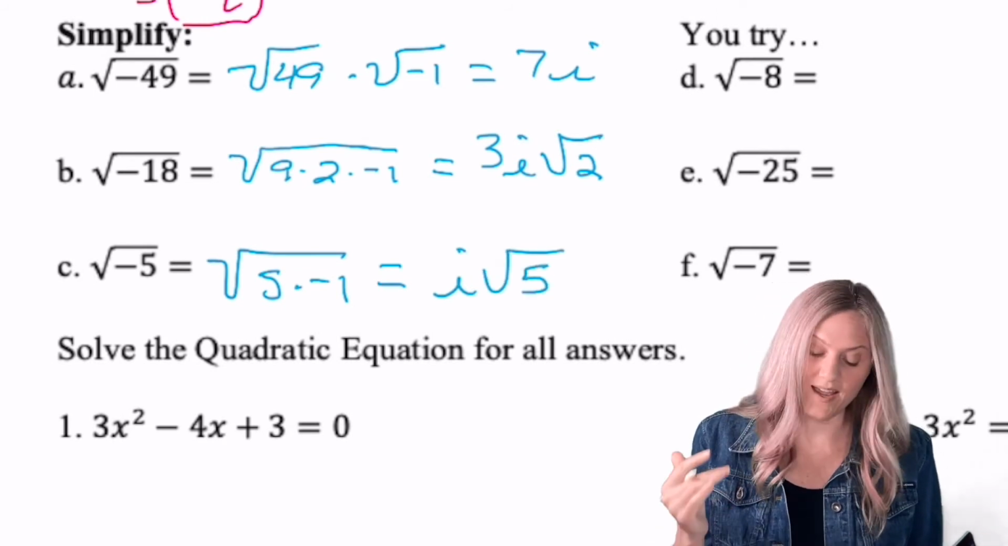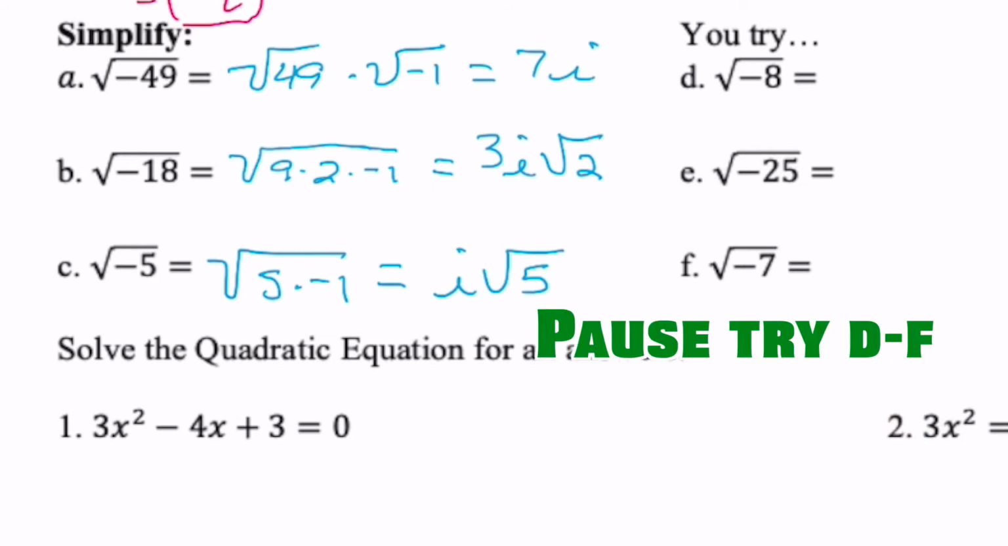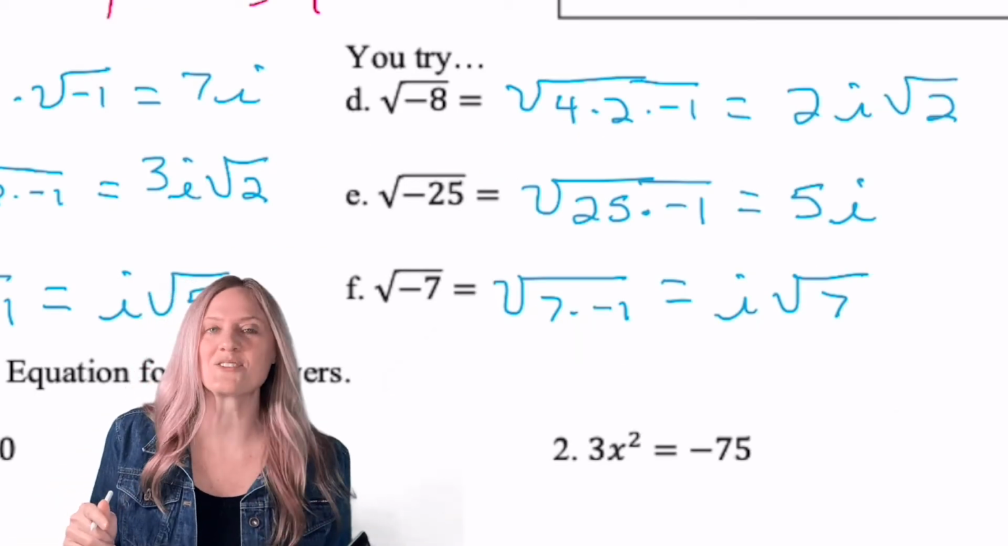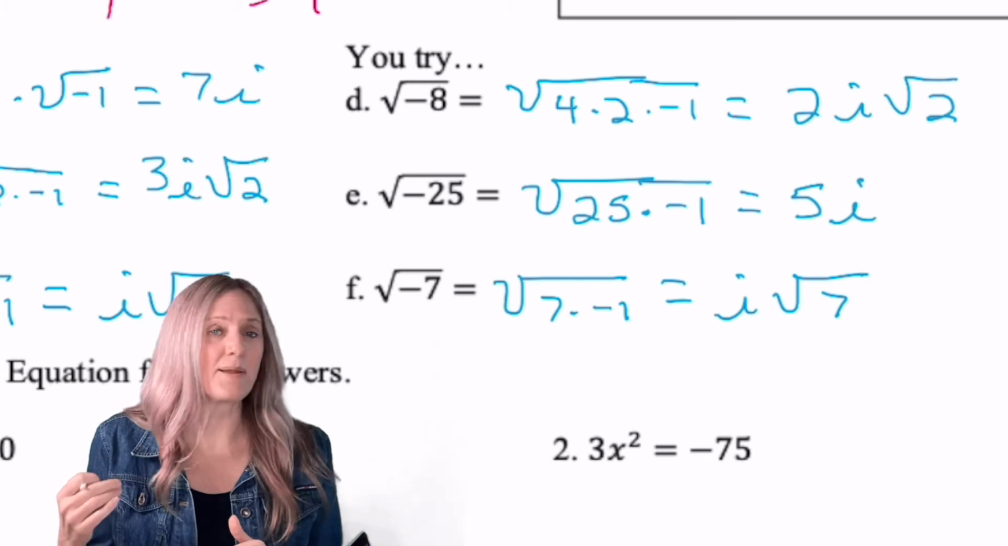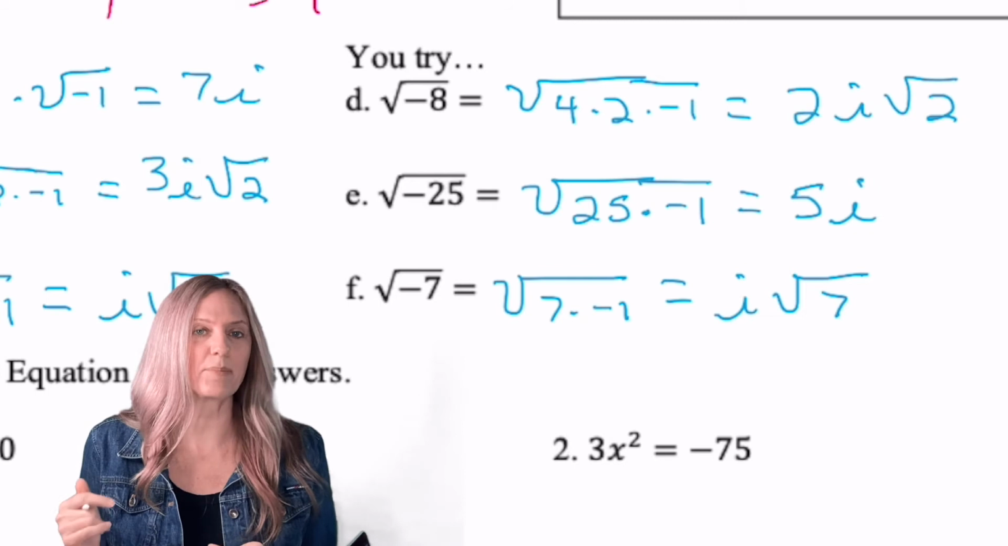Next, you try D through F. Come back and check your answers. As you check your answers, just make sure that you have the placement of i proper so that we don't have any confusion about the answer. This is the proper notation.